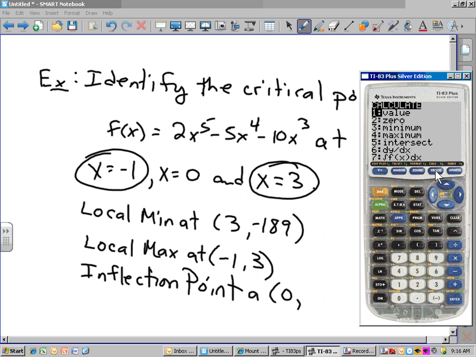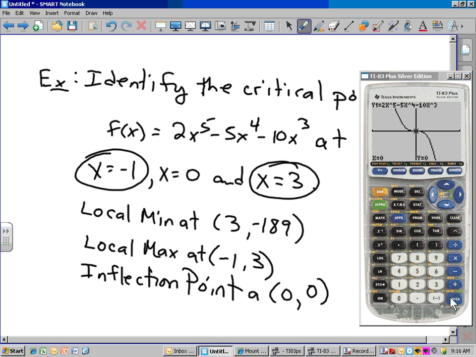We hit second trace and pick number 1, value. We can put in any X value. 0, it'll tell us exactly where it's at. 0, 0. We could have done the same thing with the max and mins, but you're not always going to get the X values, especially on the test. You're going to get an equation, you're going to graph it, and you're going to have to find the max and mins. If I want you to find an inflection point, I am going to have to tell you a specific X value. Okay, because at this point in time, we can only look for them. So local min, 3, -189, local max, -1, 3, and an inflection point at 0, 0.